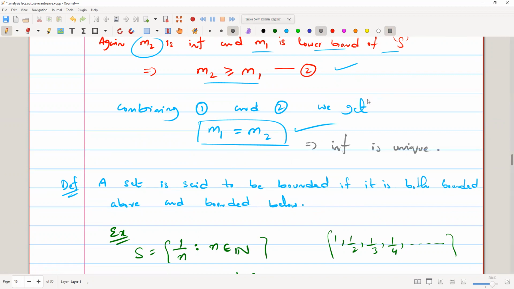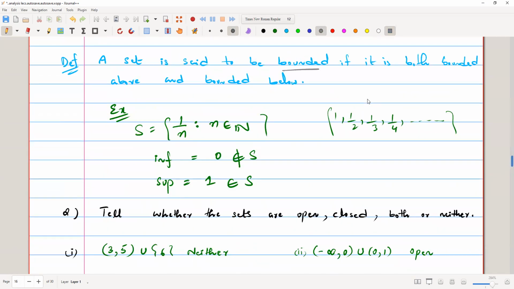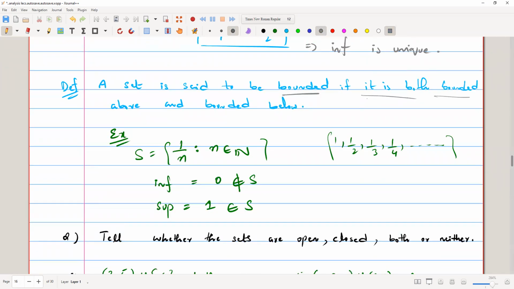Now we will take some problems. A set is said to be bounded if it is both bounded above and bounded below. So if both the infimum and supremum of the set exist, then we call it a bounded set. Let's take an example: the set 1 over n such that n belongs to the natural numbers. The set is of this form: 1, 1 over 2, 1 over 3, 1 over 4, and so on.